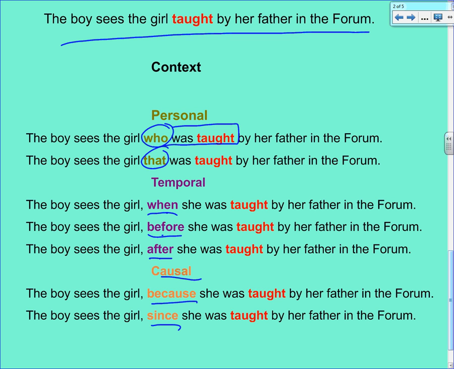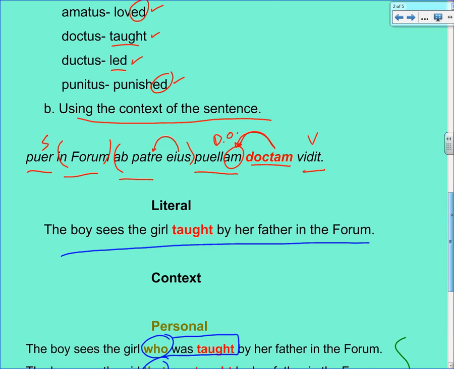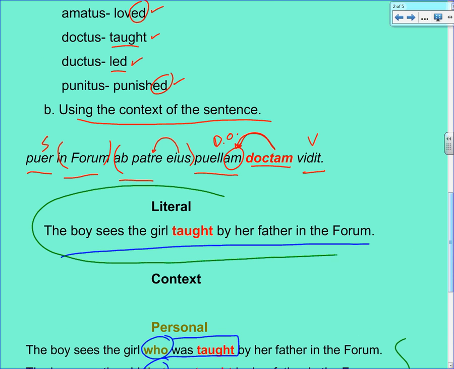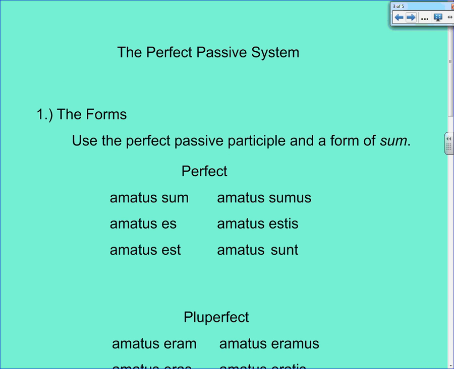Now, don't get too caught up in these yet. Just make sure that you understand this literal one. And just keep those others in mind as you feel more comfortable with them. You can translate them that way. All right, next we have the perfect passive system.